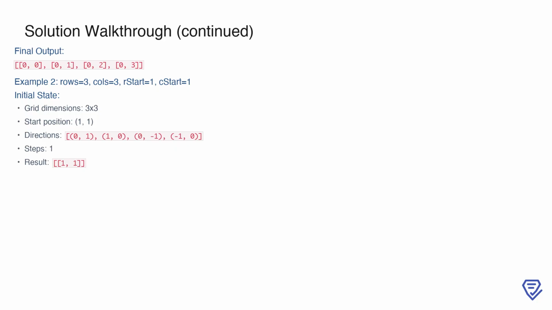Now, moving to example 2, the grid dimensions are 3 rows and 3 columns, and the starting position is at the center, 1, 1. The directions remain the same, right, down, left, and up, and we initialize the steps to 1. The result array initially contains just the starting position, 1, 1. From here, we begin the traversal process.